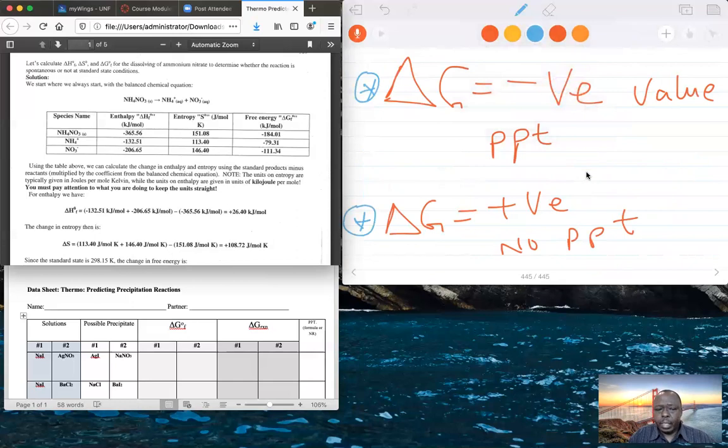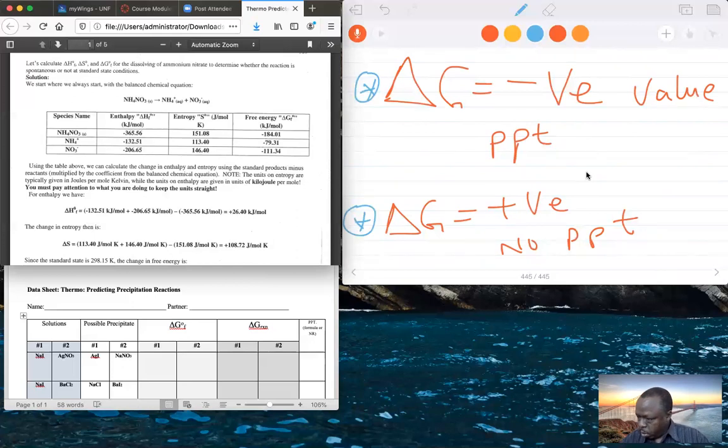Now, once you determine in this exercise that the precipitation will take place, you will have to write the chemical formula of the precipitate. And I'm going to walk you through a sample example. We will all work together in trial 1 and see how you will proceed with the calculation. So we have seen what we are looking for: if it is negative, precipitate will take place. If it is positive, no precipitate will take place.